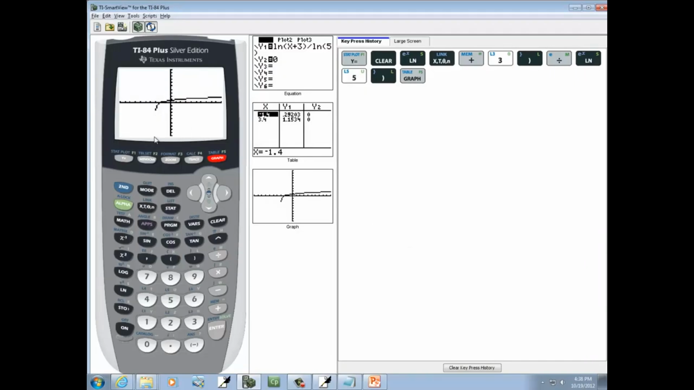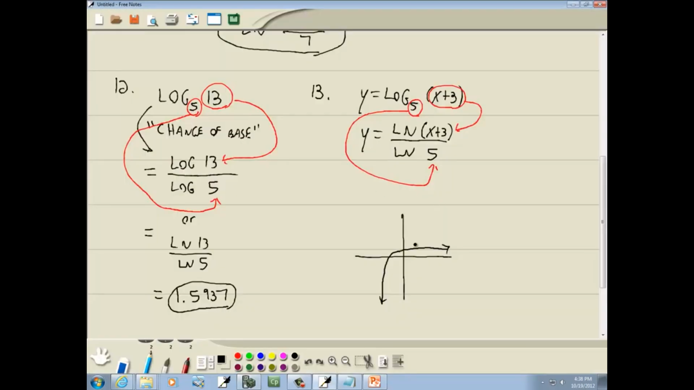This never just stops. It keeps going forever. It's a flaw with the calculator. I don't know why, but they haven't even fixed it with the newer calculators. Must be something that can't be fixed, if I had to guess. But that would be our graph.